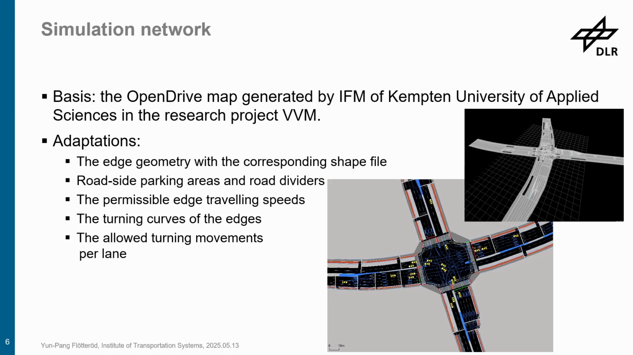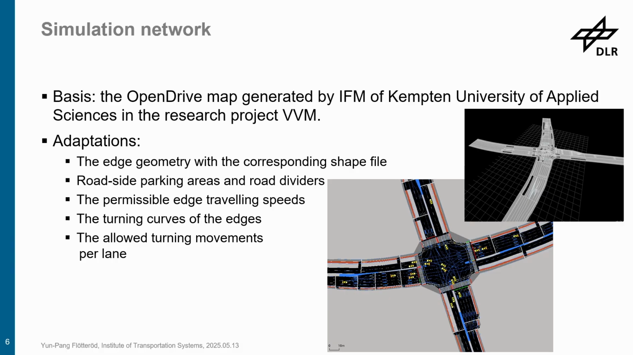So that's what we have done for the data correction and cleaning. For the simulation network, we use the OpenDrive map, which is generated from the VVM research project. As you can see, the accuracy of the OpenDrive map is already quite high, and that's the reason we would like to use it, to ensure that the road and intersection geometry closely reflect reality.